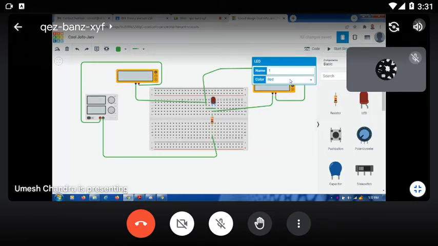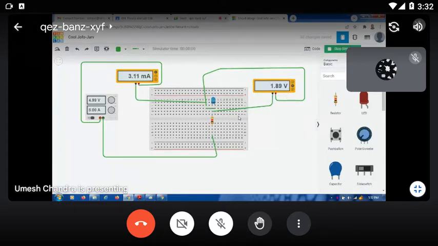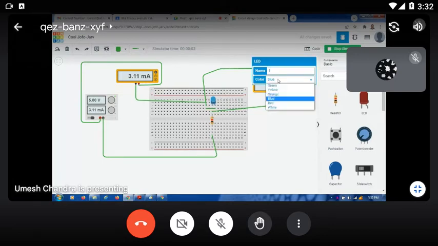Then how do you take it? Click on the LED, red, and you can choose yellow, green, orange, or blue. You select any LED. Now blue. Suppose blue. Now the blue LED. Similarly orange.